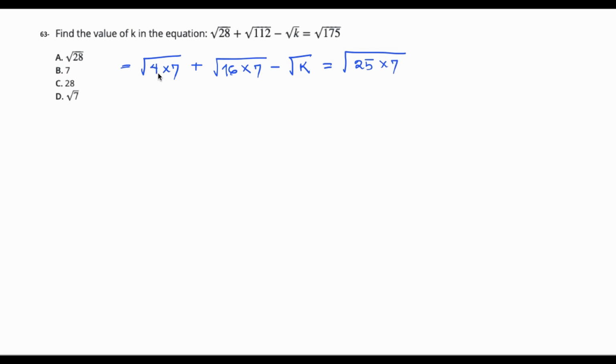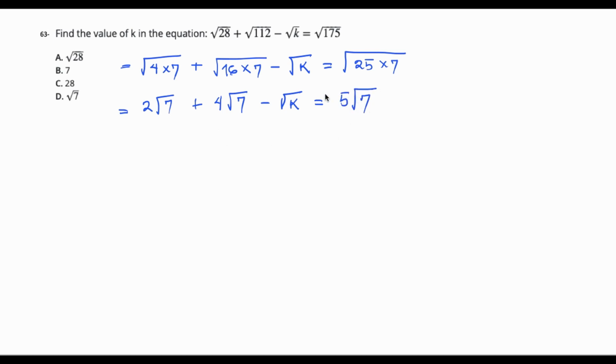Now 4 is a perfect square, so if we bring it out of this square root sign, we'll have that the square root of 4 is equal to 2. So this becomes 2 root 7 plus 16 is also a perfect square. If we bring 16 out of this square root sign, the square root of 16 is 4. So this becomes 4 root 7 minus root k equals 25 is a perfect square as well. So if we bring it out of the square root sign, the square root of 25 is 5. So that's 5 root 7.